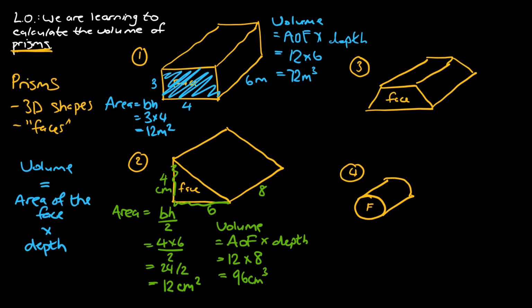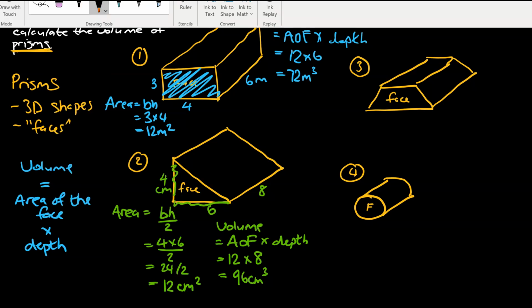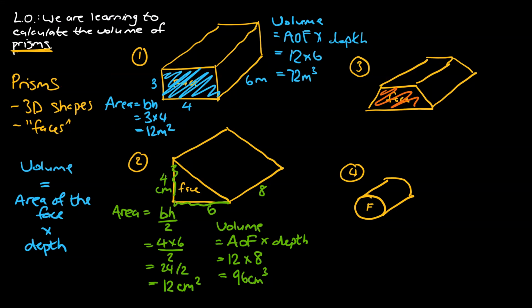Okay, so let's change pen colors again. So we're now going to go to orange. So here's our face here. So we can see this is the face of a trapezium. So let's say the height of this trapezium, maybe that's 4.5 millimeters. Let's say the roof or the top part up here is 5, and let's say the bottom is 7.5, and maybe the depth is 10. So those are all millimeters.